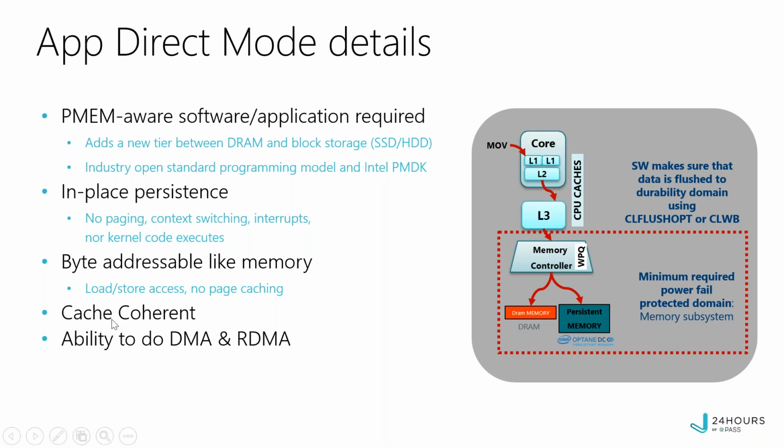It is cache coherent. Obviously, we need to flush our cache from the CPU to the memory controller. So this dotted line is where we have a power fail protected domain. The new hardware will also come with this behavior, where we will have a power fail protected domain at the memory controller. And just one cool idea is that we can do DMA, or direct memory access, or we can do RDMA with PMem as well.